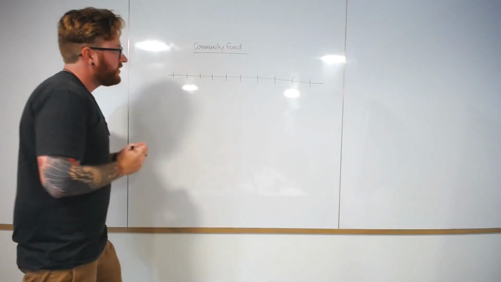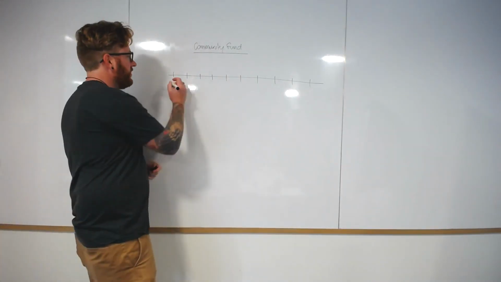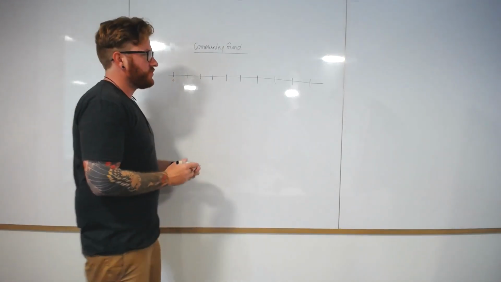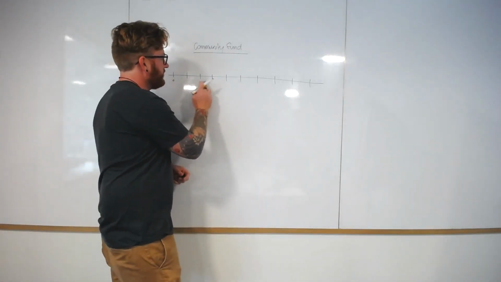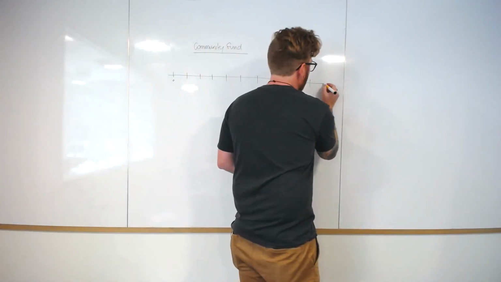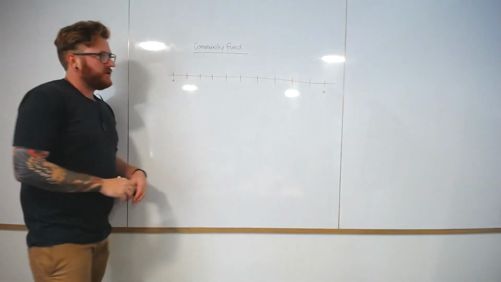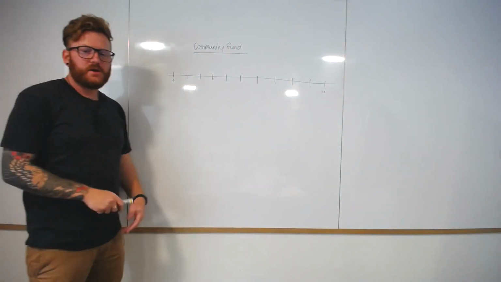Okay. So assume that each one of these is a one week cycle. So we've got 0, 1, 2, 3, 4, 5, 6, 7, 8, 9. We'll go one more just for the hell of it, 10. Right? So we've got a timeline of cycles.